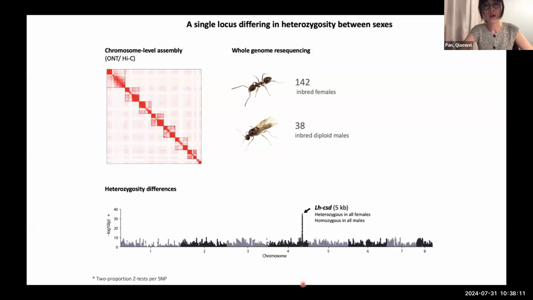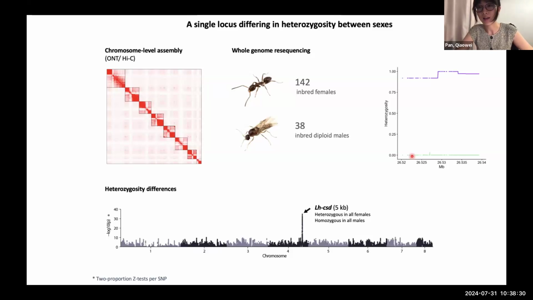With that in mind, we were able to identify just one locus in the whole genome where there's a striking difference in heterozygosity between males and females. And when we zoom in, here is the heterozygosity of females in purple and males in green. We can see there's a small region of about 5 kb where females are 100% heterozygous, while males are 100% homozygous. So this is our candidate sex locus.